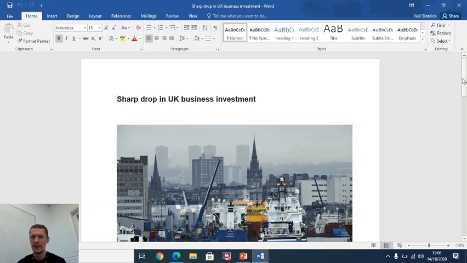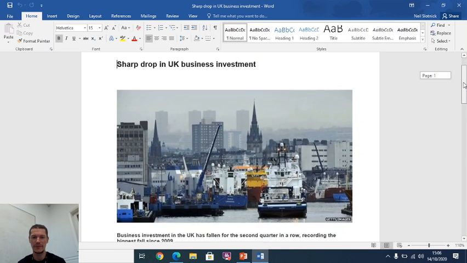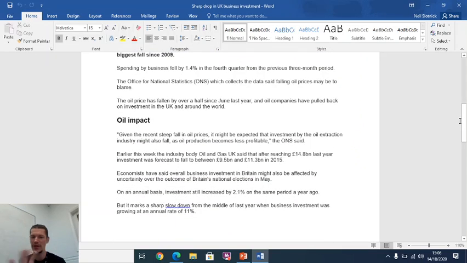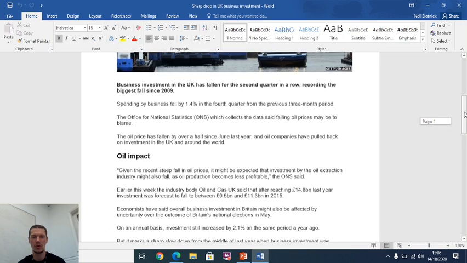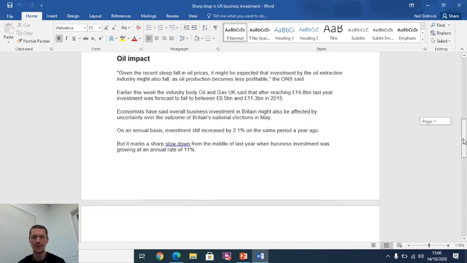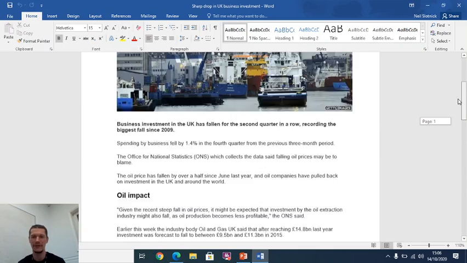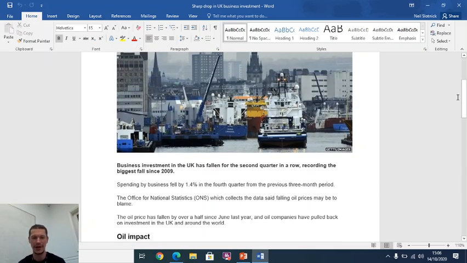Now, two things to do, ladies and gentlemen. Number one, we've got a sharp drop in UK business investment. This was an article from 2015. What I'm going to do is I'm going to just do a little kind of thing that I want you to fill in as a Google Doc. And I want you to think about what has caused the lack of investment and also what is the significance for the UK economy of that lack of investment. But I'll do a doc, so you just fill that in.